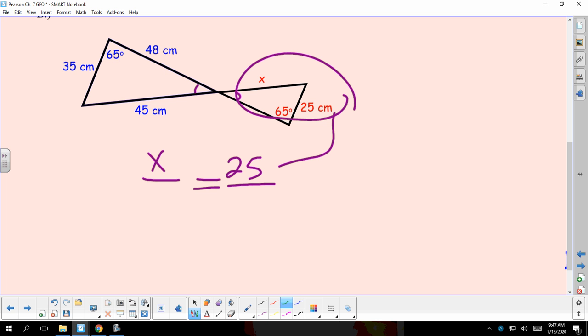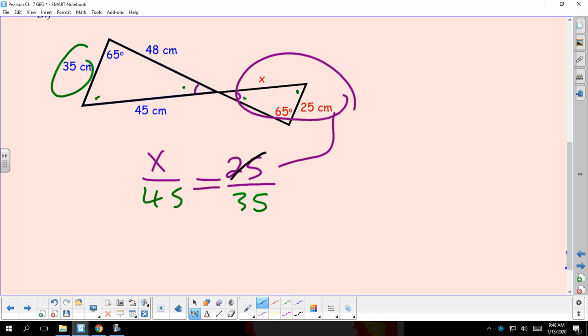And then which ones of these do I need to use? So first, I guess the 25 is easy. That's going to go with the 35. And then which one of these two is going to correspond with the X? Well, this blank one to the vertical, that's going to be the 45. Now let's reduce and then cross multiply.